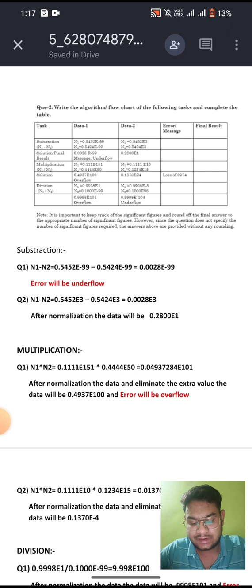Division. Question 1: 0.9998 e1 divided by 0.1000 e minus 99 is equal to 9.998 e100. After normalization, the data will be 0.9998 e101, and the error will be overflow. Question 2: 0.9998 e5 divided by 0.1000 e98 is equal to 9.998 e103. After normalization, the data will be 0.9998 e104, and the error will be underflow.